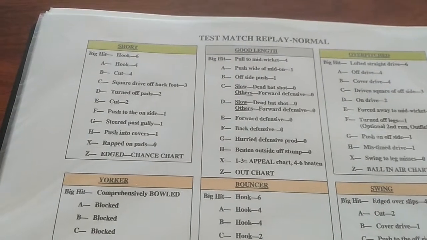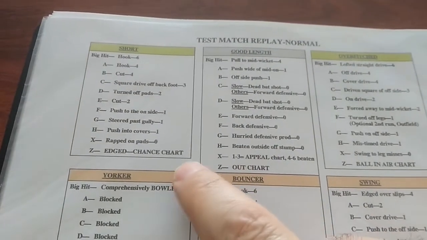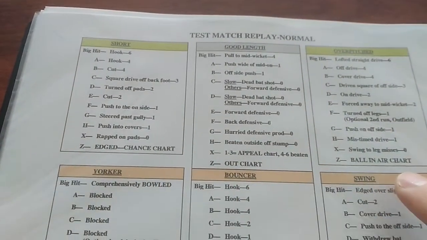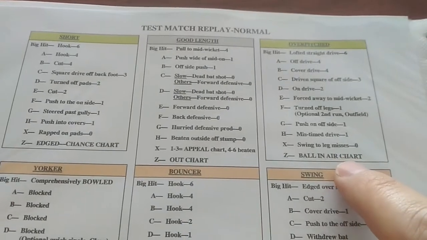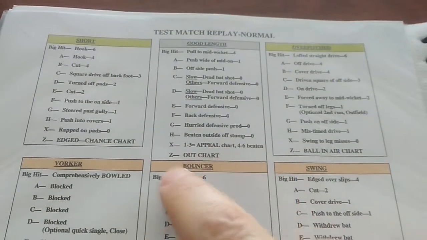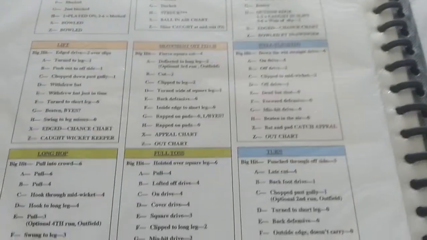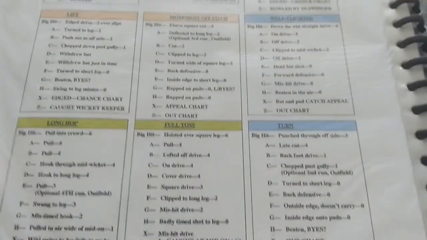On the charts, and we went through a little bit of gameplay yesterday, we can see that there are different charts to refer to sometimes. We have over here a ball in the air chart, an appeal chart, an out chart, an edge chance chart. So there's a couple of different charts there that you'll have to go to at various stages. So let's head over to those charts now. Just have a quick look at those initially.